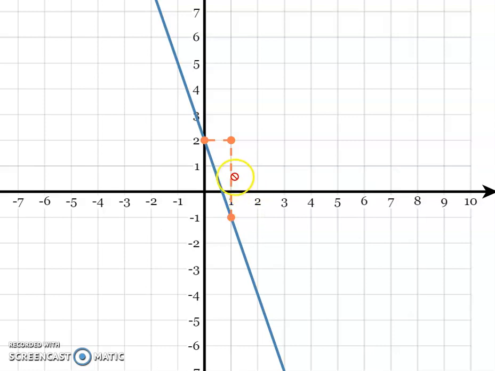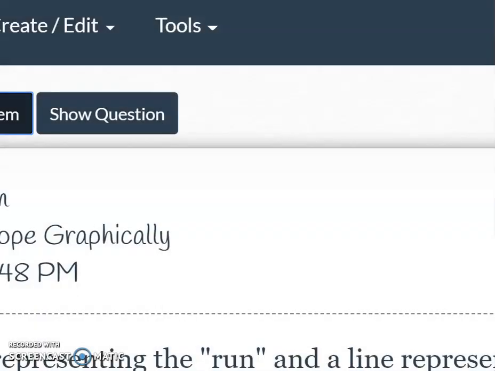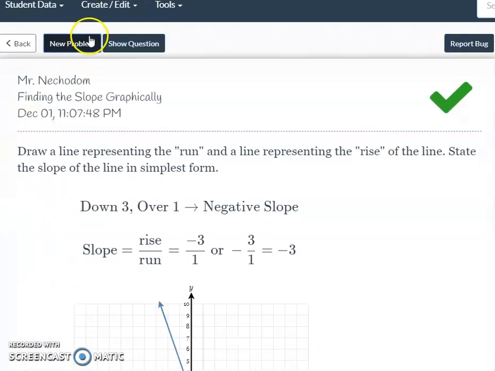Okay, now let me erase these and do something different here. What if I'd started here and gone there? And then there up to there. Well, now my run is -1 and my rise is +3, but 3 over -1 is still -3. So it doesn't matter which direction you go as long as you do it right. So we get -3 down here. Press enter, enter again, and checkbox. Let's do one more.